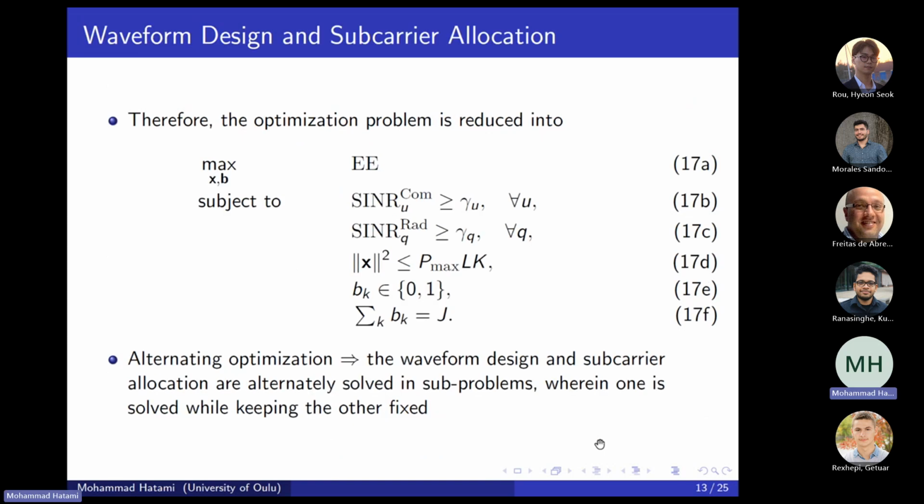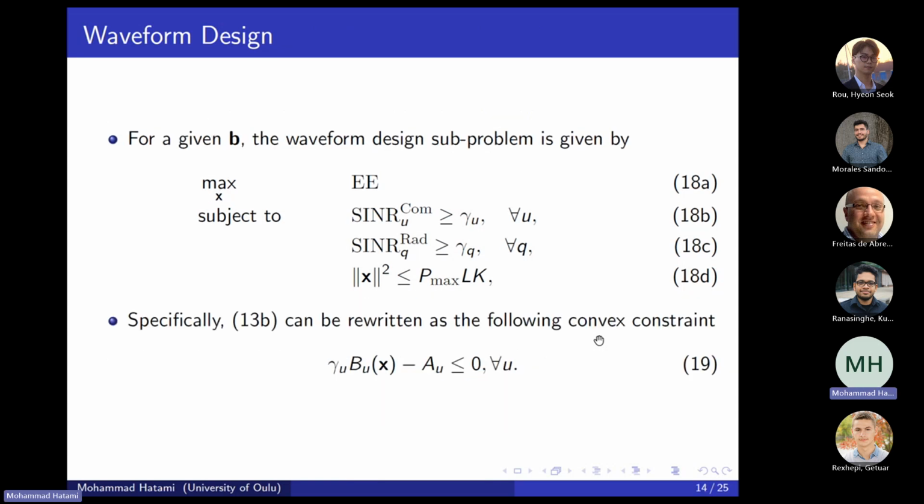To design the waveform and subcarrier allocations, in which we need to find a solution to this problem 17, we use alternating optimization, in which we design the waveform and subcarrier allocations alternately. First, we fix one of them and find the other one, and then fix the other one and find the first one, and then we do it until convergence. For the waveform design, we fix the subcarrier allocation, so we consider that it's given by B, and then the waveform design subproblem is given by 18. So this problem is non-convex.